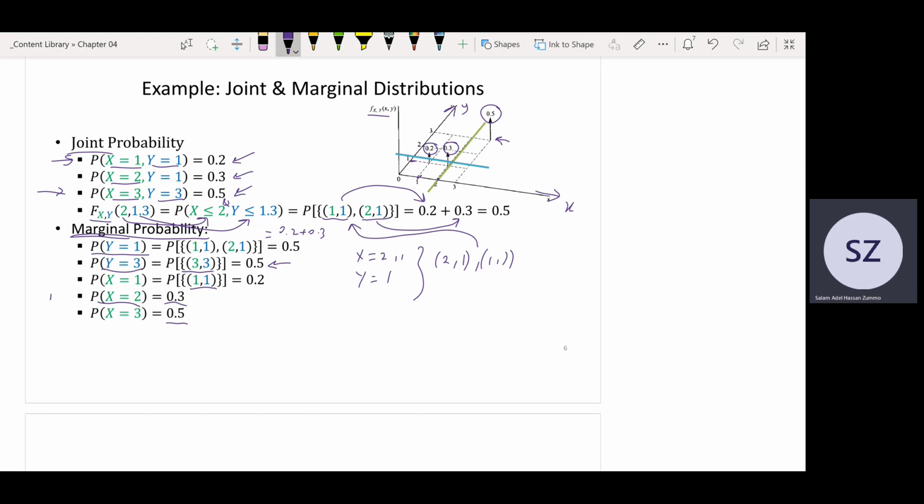So the marginal probability comes from the word marginalize the other variable. If I want the marginal probability of Y, I marginalize X. If I want the marginal probability of X, I marginalize Y.